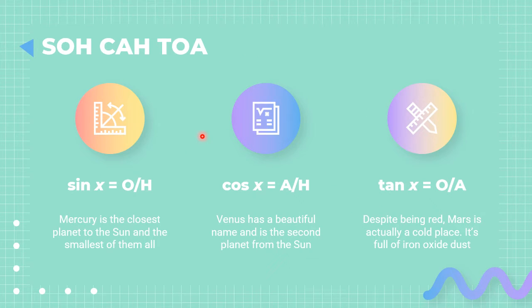Now we use SOH CAH TOA. So sine x is equal to opposite over the hypotenuse, cosine x is equal to adjacent over the hypotenuse, and tangent x is equal to the opposite over adjacent side.